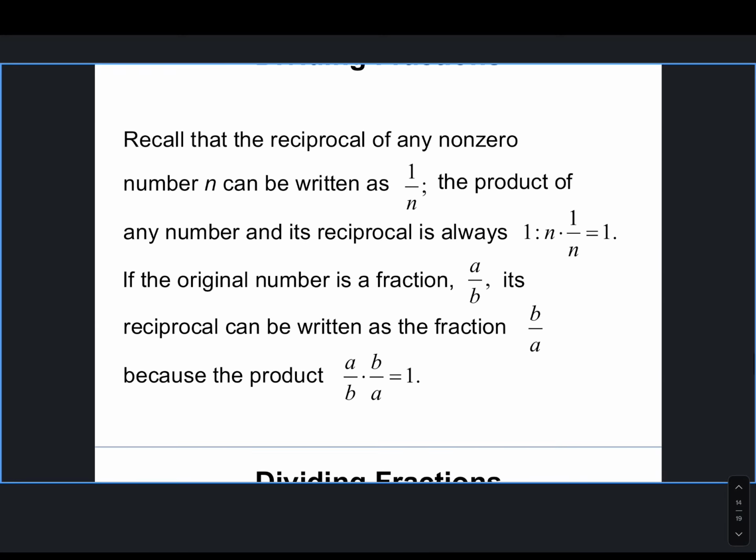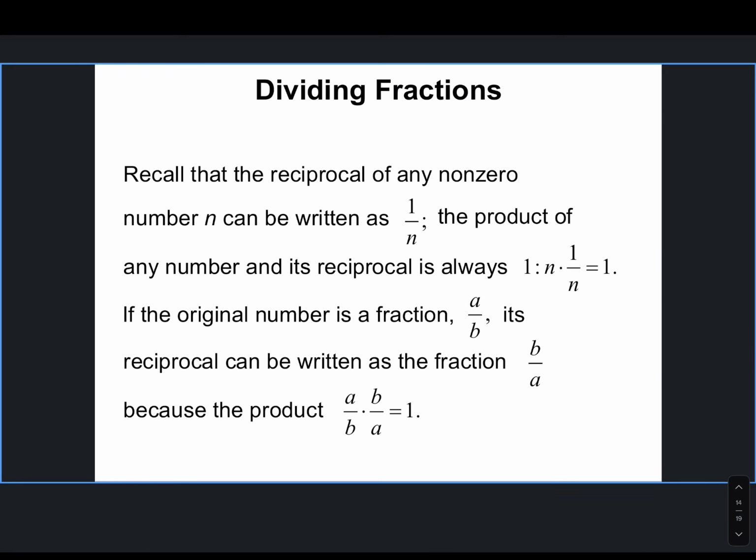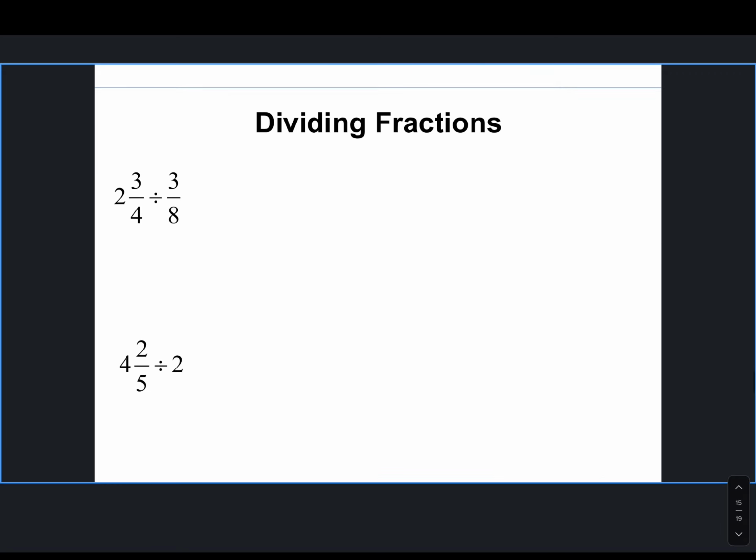Okay. So, if we're talking about dividing fractions, recall that the reciprocal of any non-zero number n can be written as 1 over n. The product of any number and its reciprocal is 1. Okay? So, if the original number is a fraction, its reciprocal can be written as the fraction b over a because a over b times b over a is 1. So literally whatever number you flip gives us the reciprocal. We've already talked about that. Let's divide some more fractions.